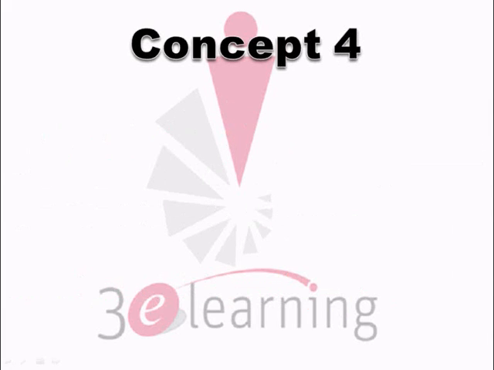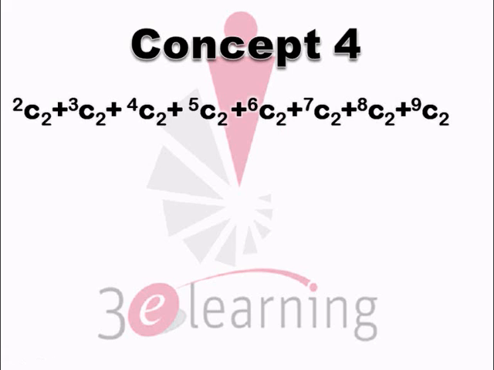Concept 4 is the extension of concept 3. We have 2c2 plus 3c2 plus 4c2 till 9c2. We can say the value of this is, since we have 9, 8 into 9 into 10 upon 6, which is nothing but 120. That is, sigma nc2 is nothing but (n minus 1) into n into (n plus 1) divided by 6. If we look at this series, a few n's are even and a few n's are odd, that is, 2, 4, 6, 8 are even n's and 3, 5, 7, 9 are the odd n's.